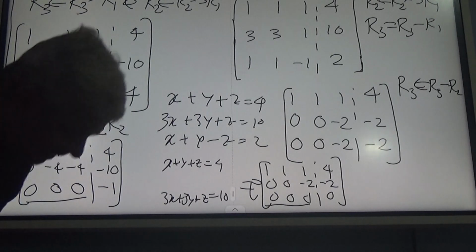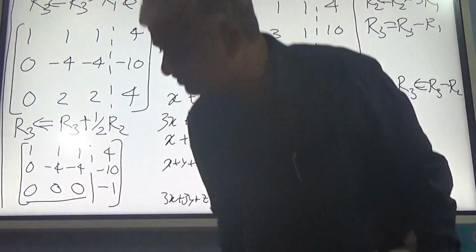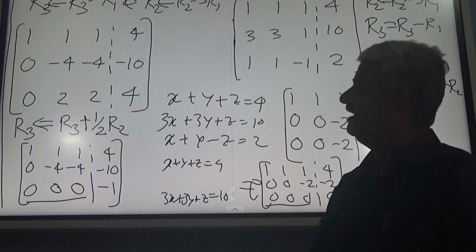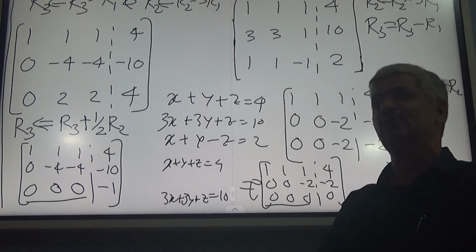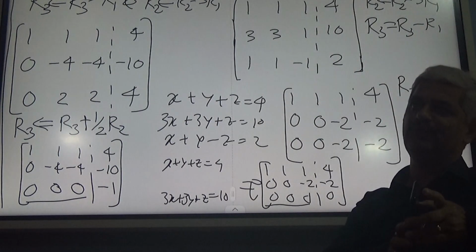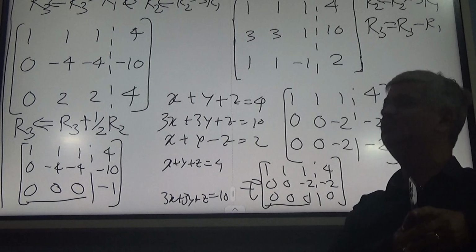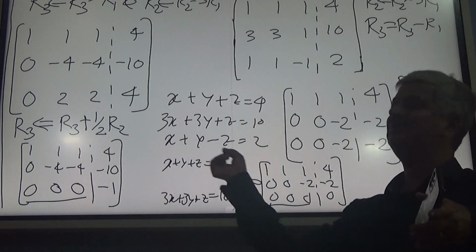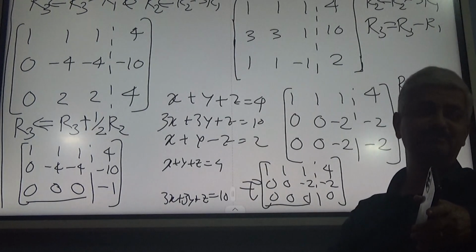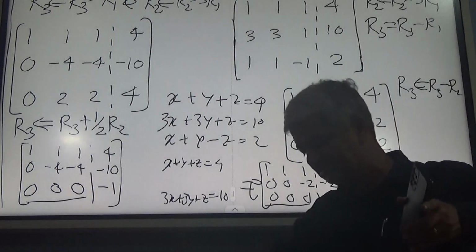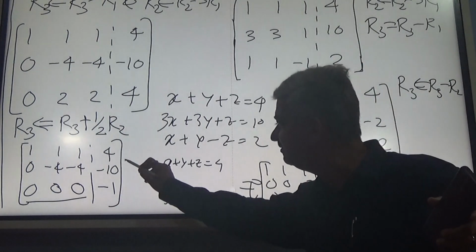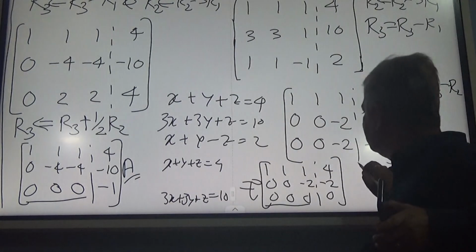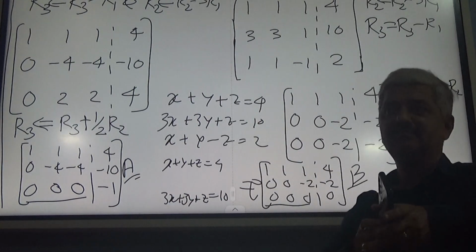So by performing various row operations, I find that I am unable to reduce it into echelon form. Any attempt to reduce to echelon form results into all three elements in the last row becoming 0. So what is the difference in this case and this case? Case A and case B. What is the difference?